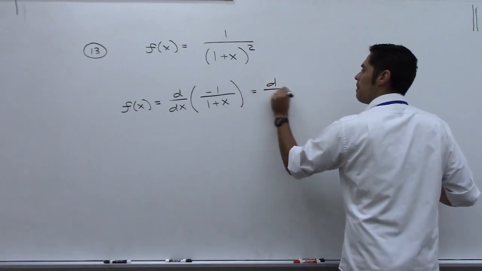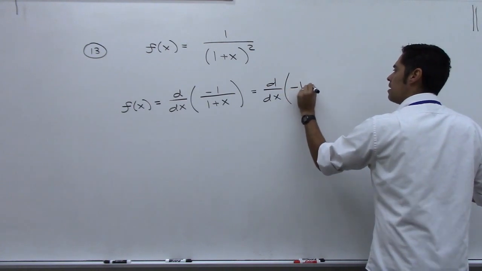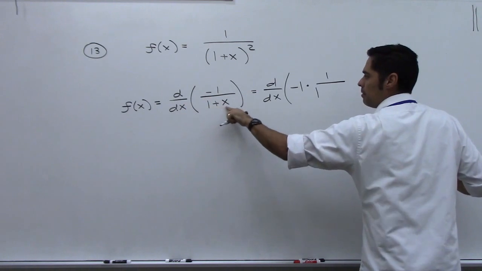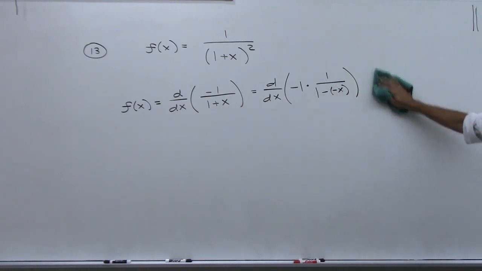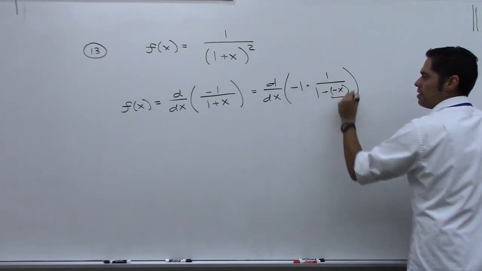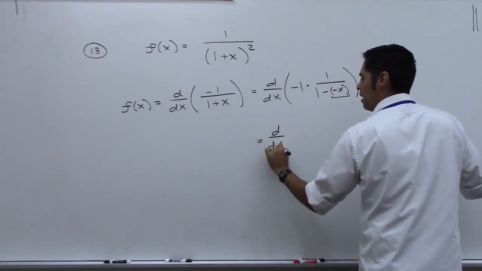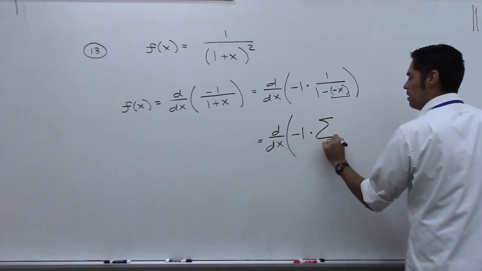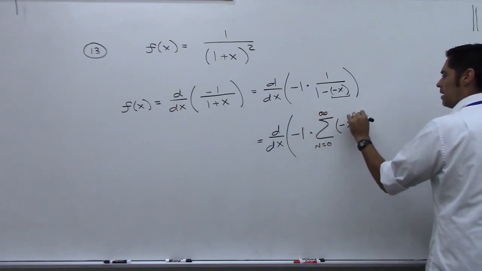Inside, I'll rewrite that as negative 1 times 1 over 1. I pulled that negative 1 out. Then I'm going to rewrite this as 1 minus negative x, like that. Now this piece right here is our u, and I'm going to rewrite that using summation notation. So we get that f of x is the derivative of negative 1 times the summation from n equals 0 to infinity of negative x to the n.